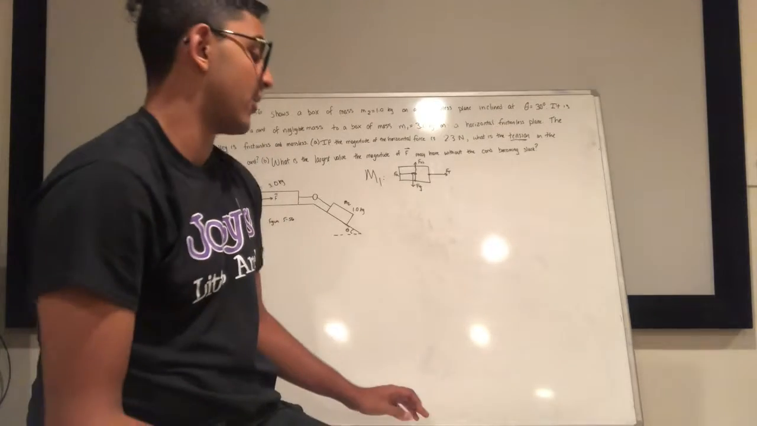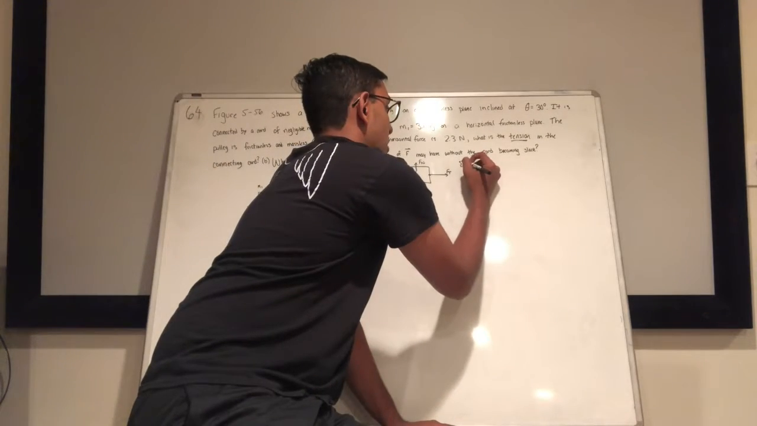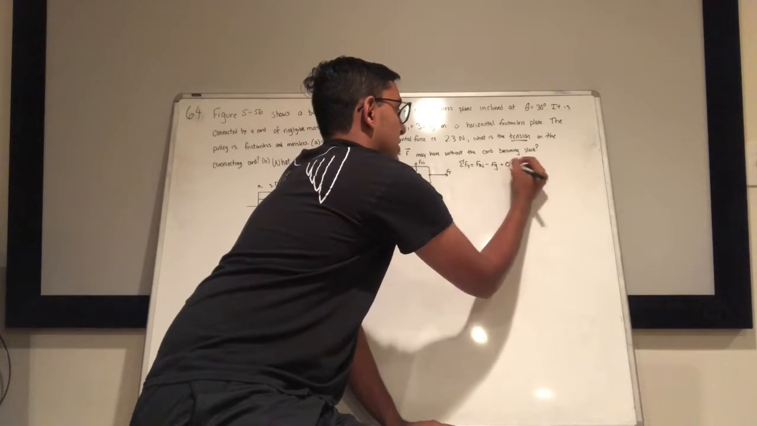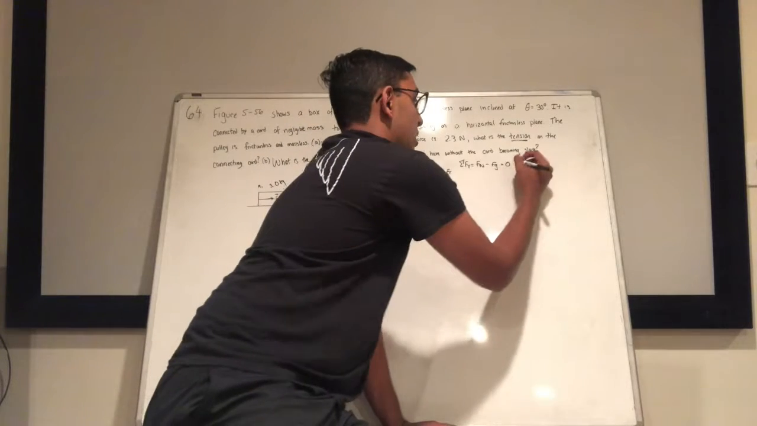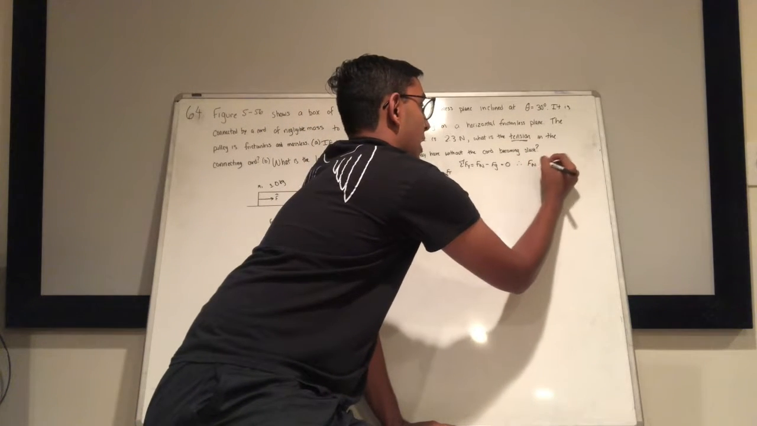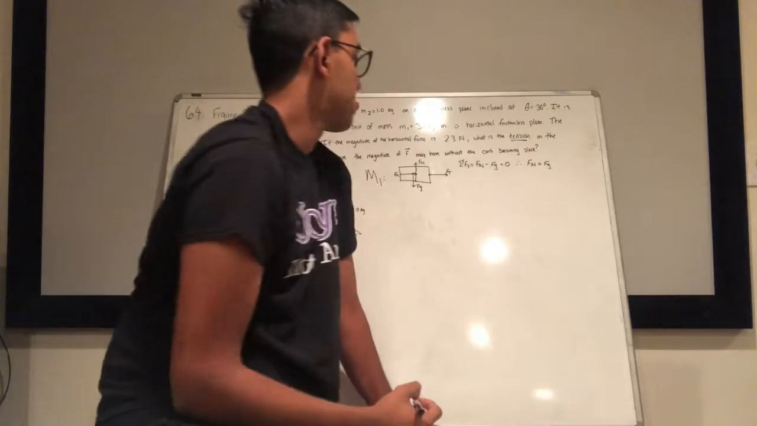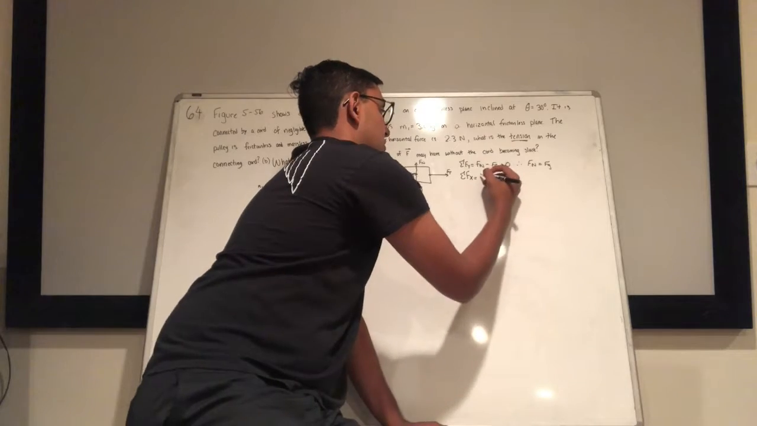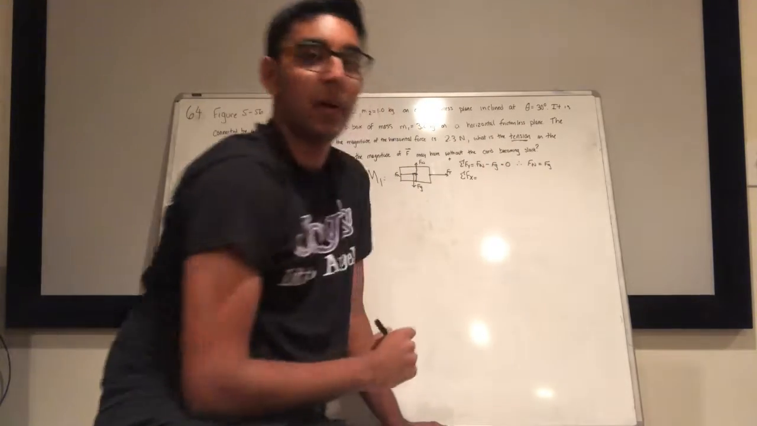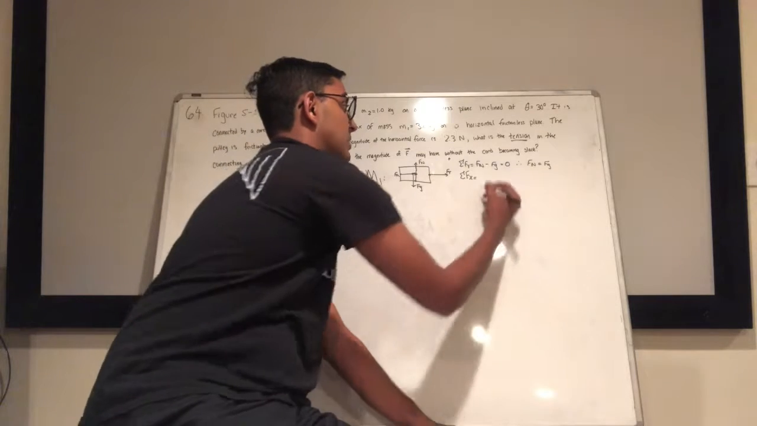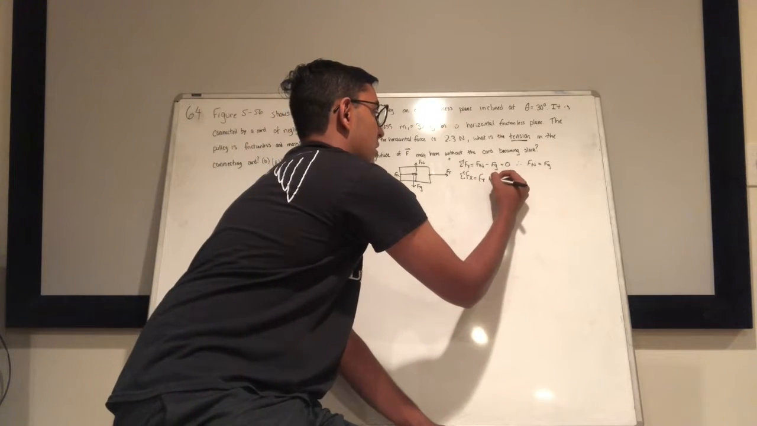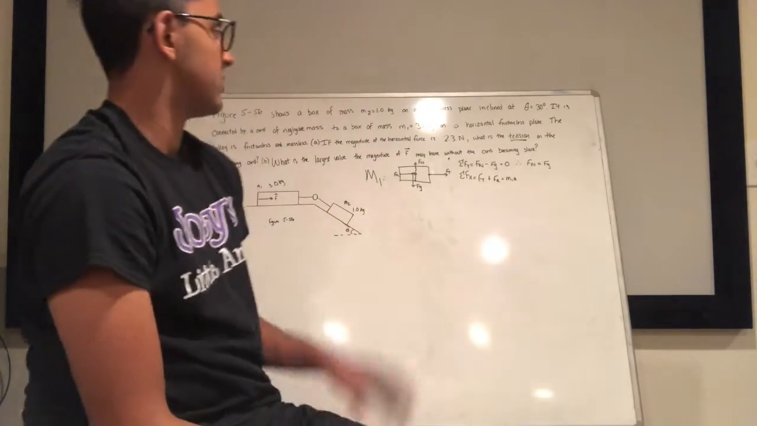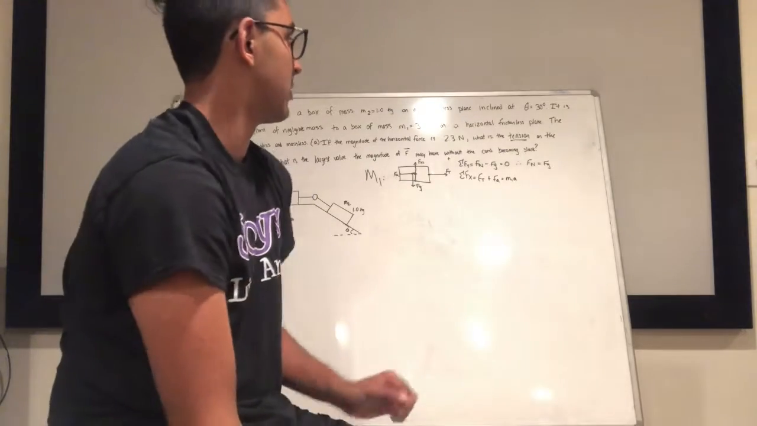So now let's start writing out our sigma F statements. Sigma Fy is equal to Fn minus Fg, which is equal to 0, since there's no acceleration in the y direction. Therefore, we know that Fn is equal to Fg. Now, sigma Fx, we'll call up and to the right our positive direction, is equal to Ft plus Fa, which is equal to M1A. So that's our free body diagram and sigma F statement for block number 1.